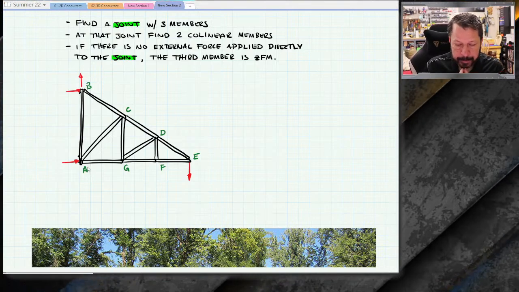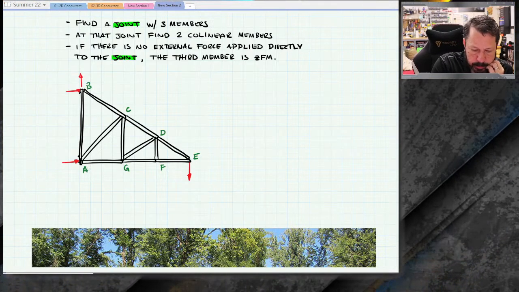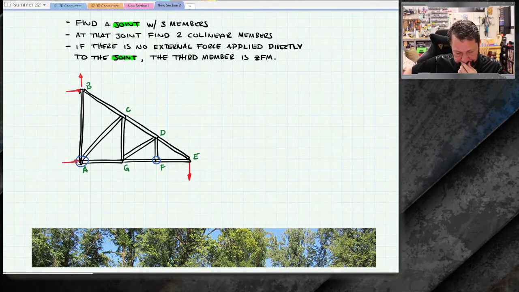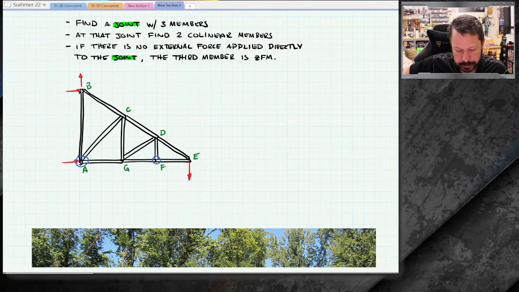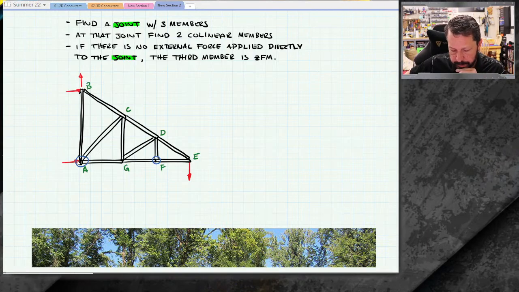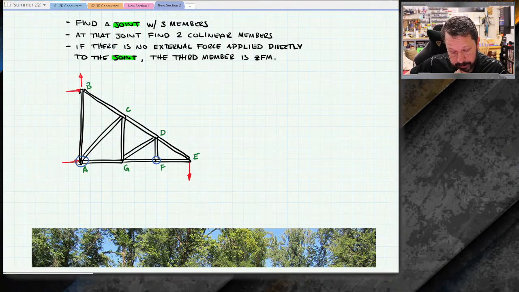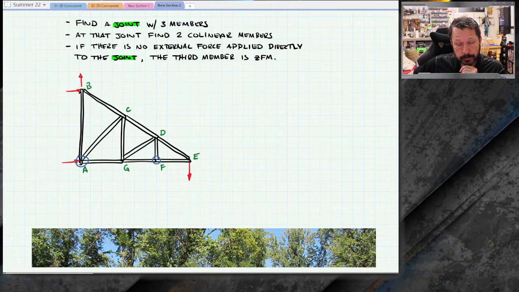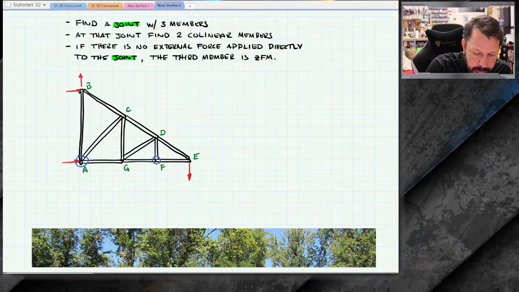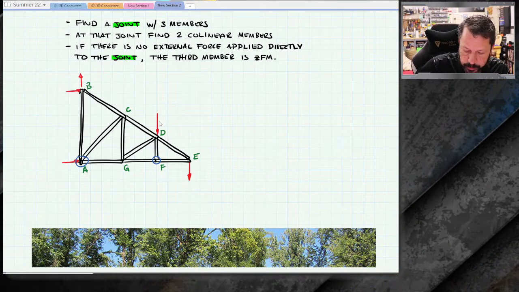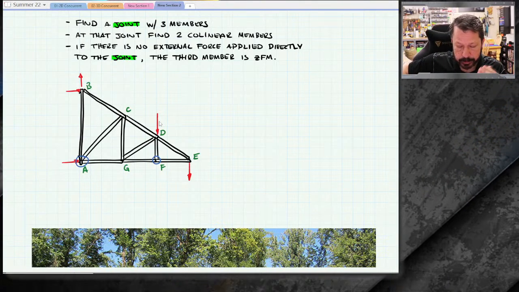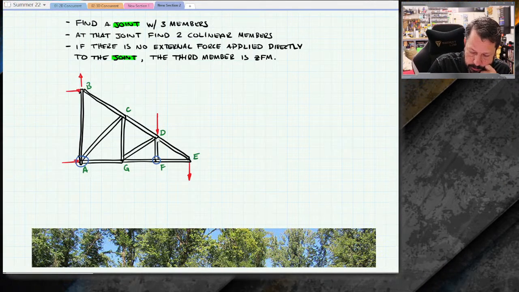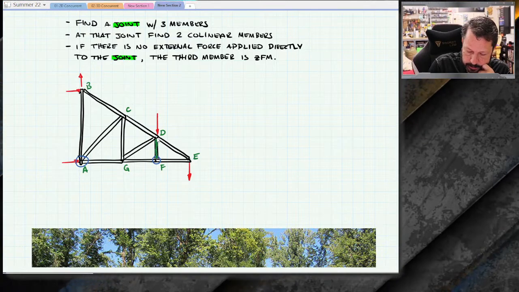All right, so I'm looking at my joints with 3 members. A and F have 3 members. A does not have any collinear members, so it's not going to have a 0 force member there. F does have 2 collinear members, so EF is collinear with FG. There's no external force applied at F. It doesn't even matter. Like if I put a force up here, let's add that force. That force is not applied at F. That force is applied at D. So there's no force applied at F. So this guy is a 0 force member. DF is a 0 force member.